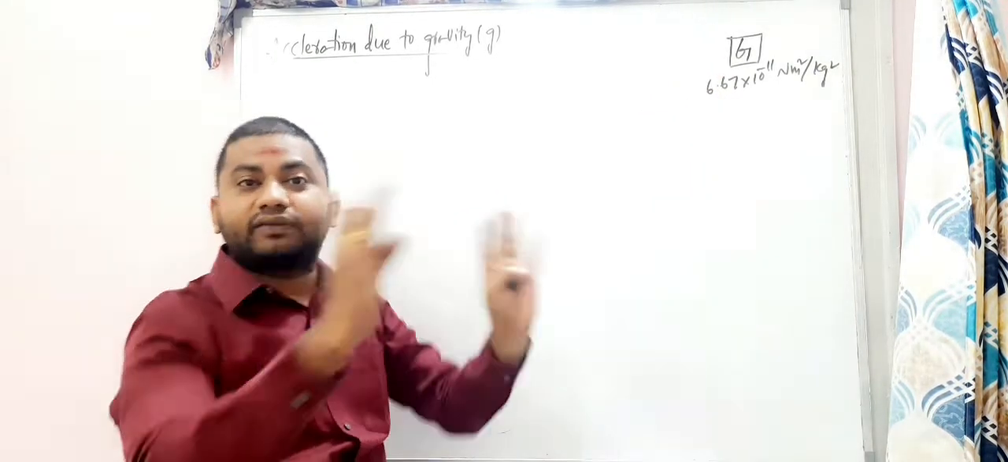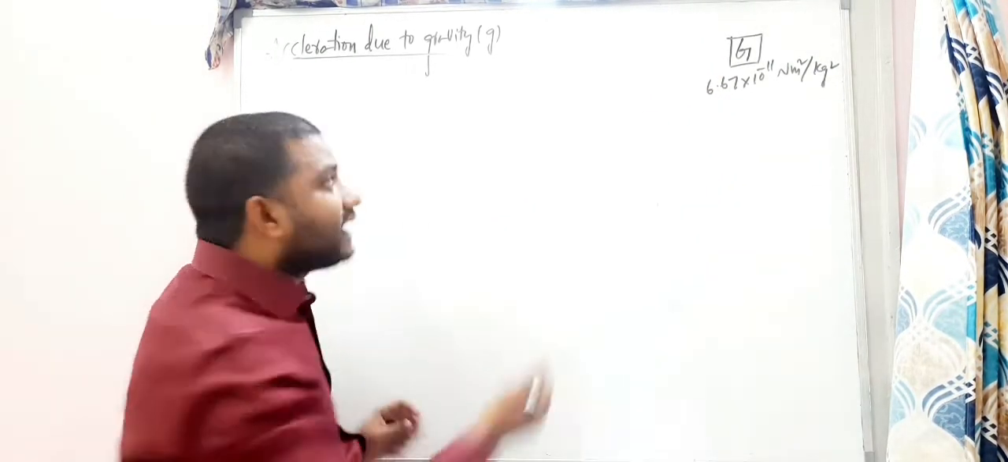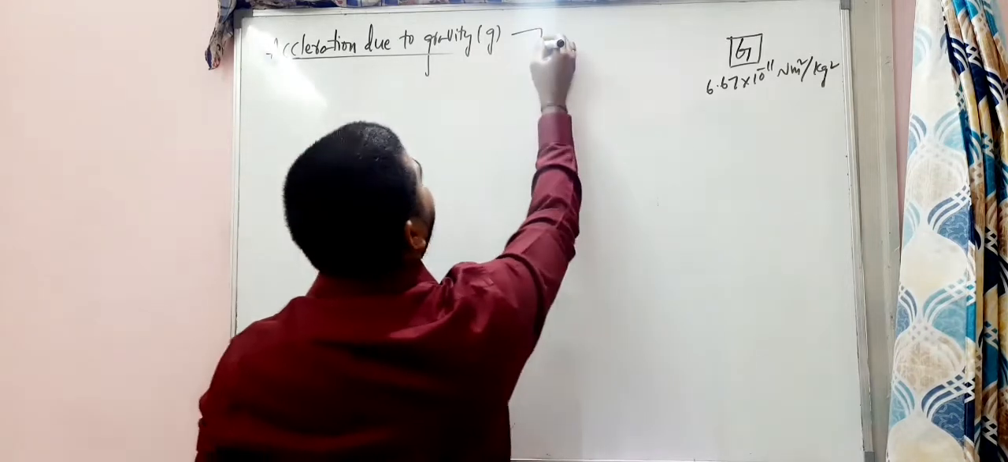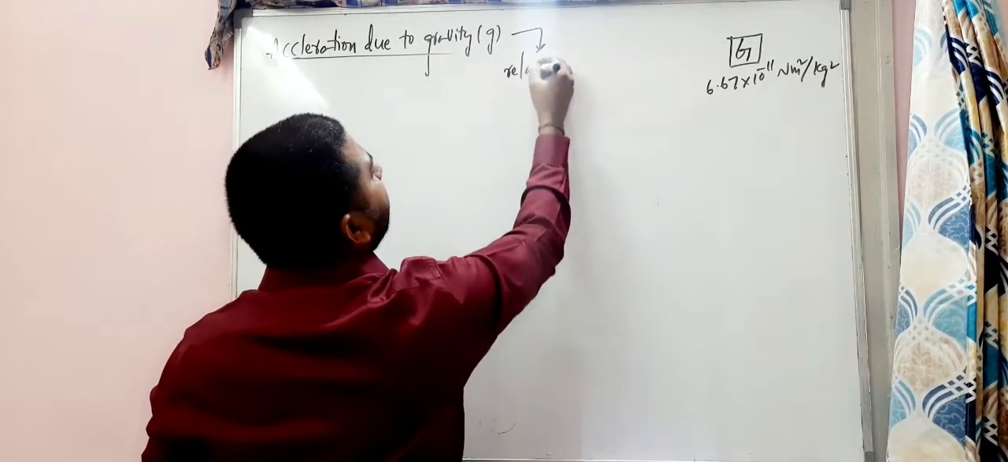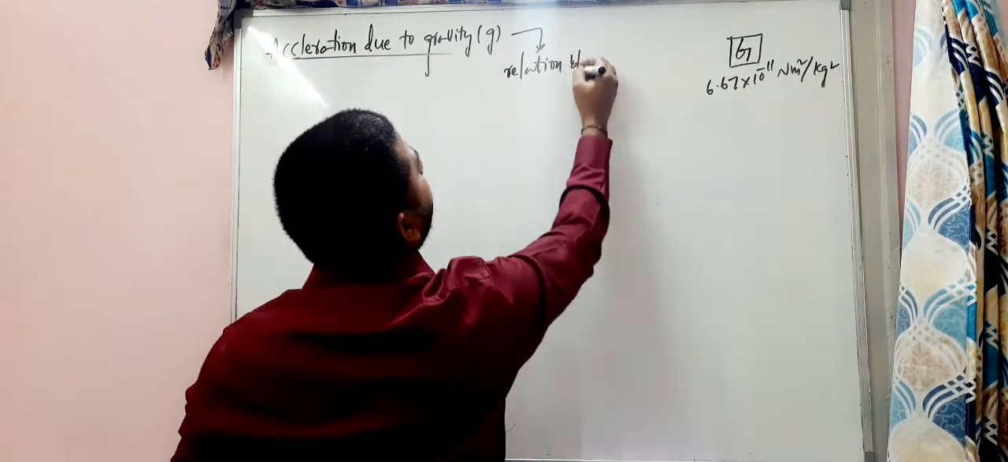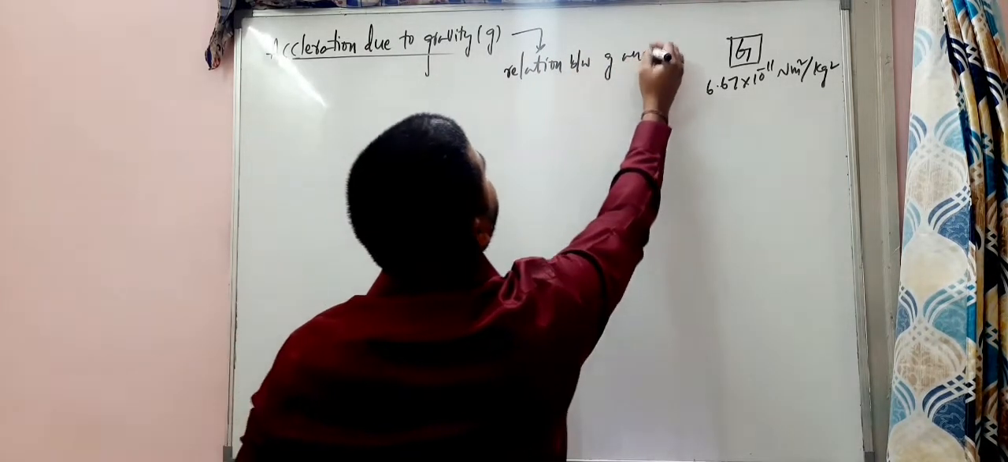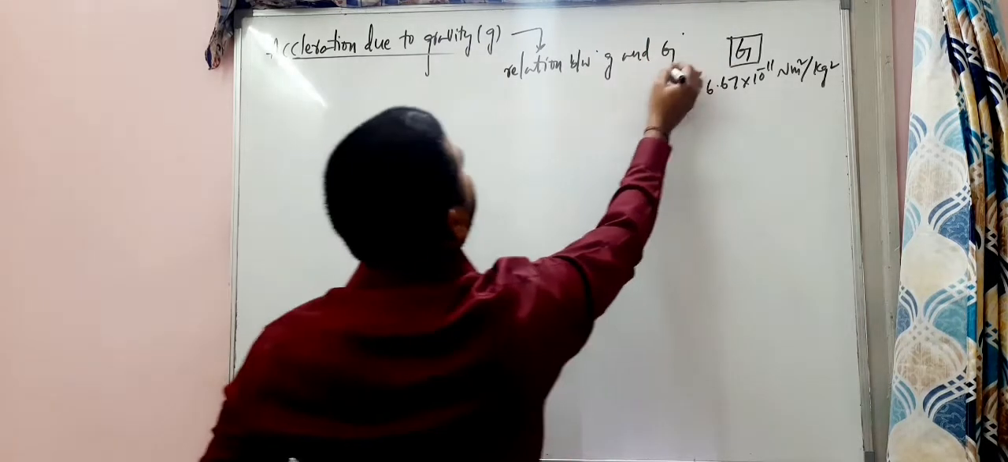There is a relation between small g and capital G, and the acceleration due to gravity concept is also called a relation between small g and capital G. Both are the same.